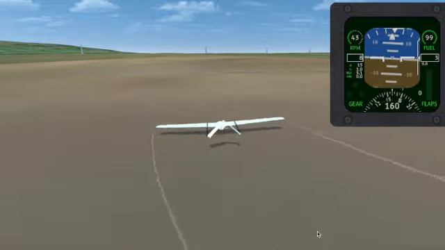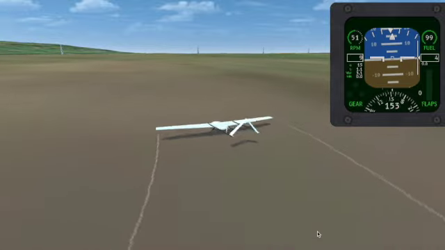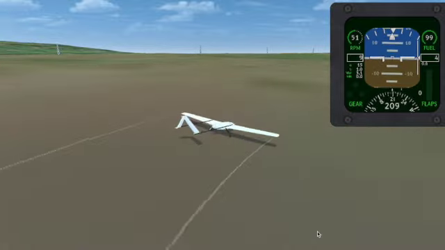Further, when the aircraft is taking off, care must be taken when pitching, due to the tail hitting the ground.